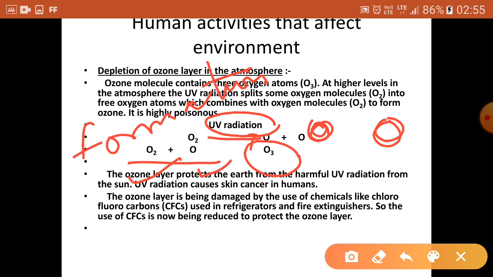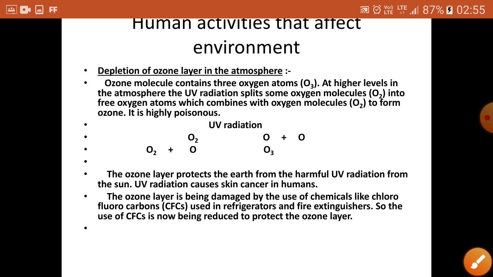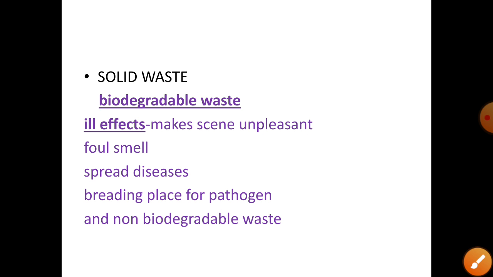The ozone layer is being damaged because of the use of some chemicals. Why is the ozone layer getting depleted, or why is there thinning of the ozone layer? The reason is quite obvious, that is the use of chlorofluorocarbons. And chlorofluorocarbons or CFCs are used in our refrigerators, fire extinguishers, ACs. So the use of chlorofluorocarbons should be reduced, so that we can protect our ozone layer, which is quite protective and a natural umbrella for all of us.